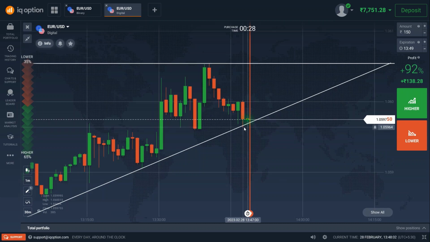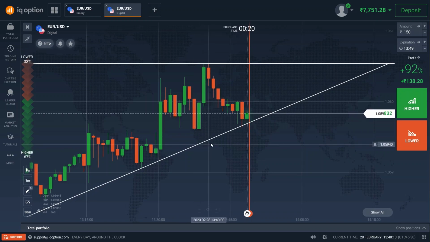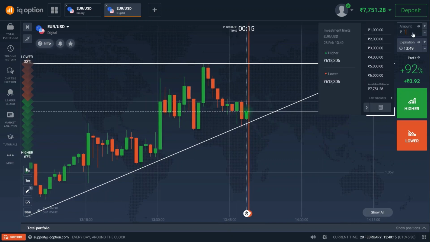We could have taken a quick 1-minute trade over here, as this was a key support level and the trend support. So this would have been a good 1-minute trade.